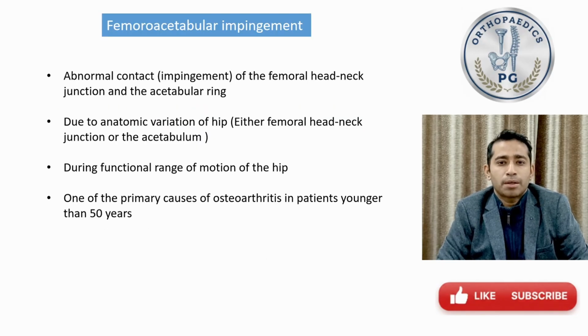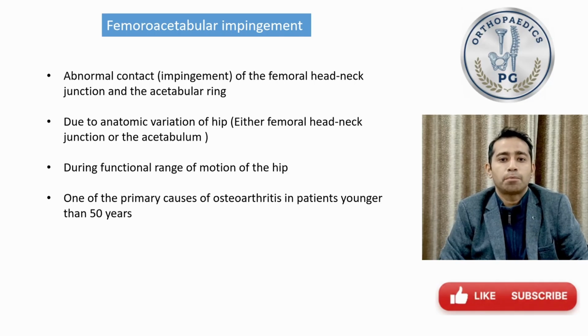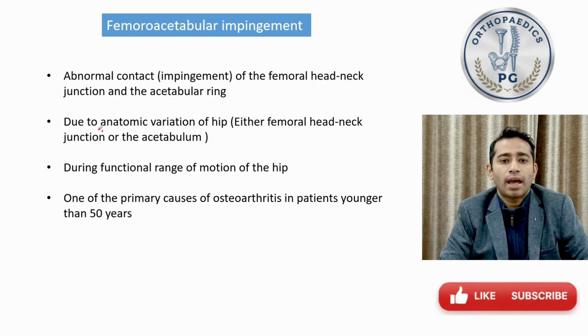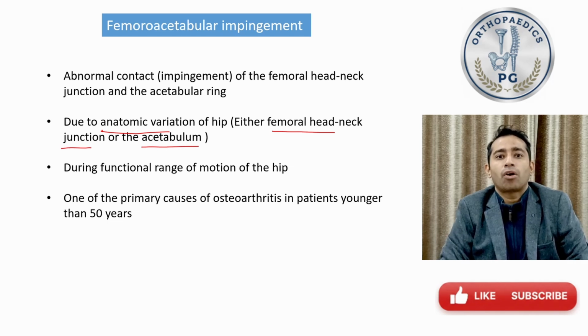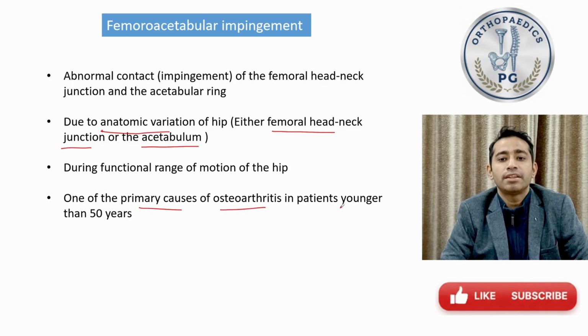So femoroacetabular impingement is the abnormal contact of the femoral head neck junction and the acetabular ring due to any anatomic variation of the hip, which is either on the femoral head neck junction or in the acetabulum. This abnormal contact occurs during the functional range of motion of the hip joint, and it is one of the primary causes of osteoarthritis in young patients younger than 50 years of age.